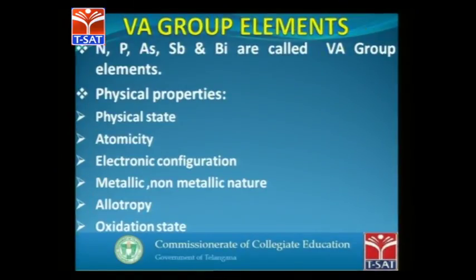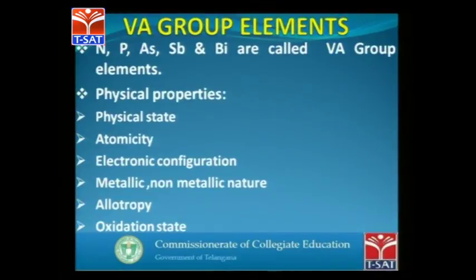Coming to 5A group elements, nitrogen, phosphorus, arsenic, antimony and bismuth are 5th group elements. Again, the electronic configuration is ns2 np3, that is 5 valence electrons. The important point here is that nitrogen is a gas, and all the remaining are solids.